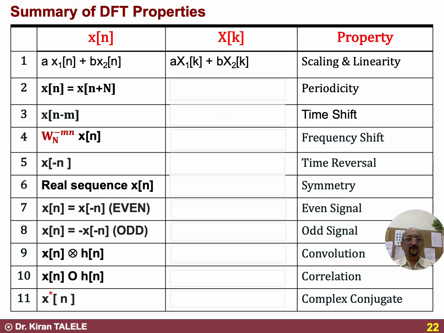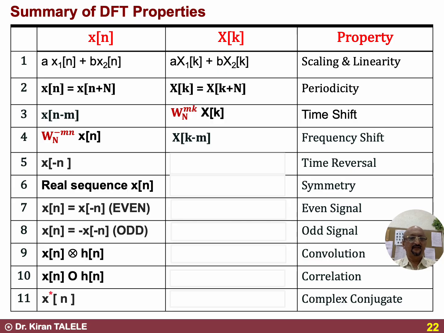Let's revise all the properties. A times x1 of n plus b times x2 of n is a times X1 of k plus b times X2 of k. This is the scaling and linearity property. Second, periodicity property. If x of n is periodic, X of k is also periodic. Time shift property. DFT of x of n minus m is WN raised to mk times X of k. Frequency shift property. DFT of WN raised to minus m n times x of n is X of k minus m.